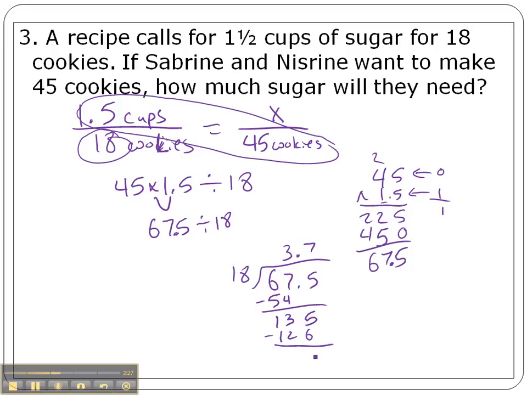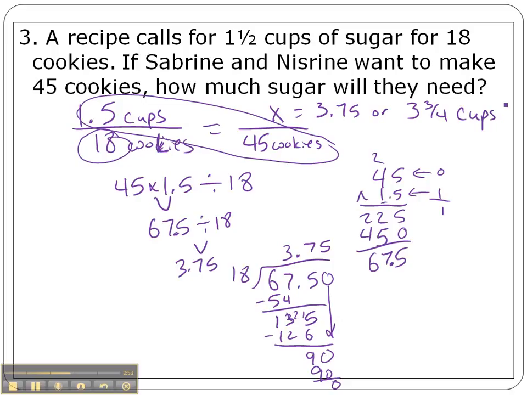Subtracting, I get 9 here. I borrowed here. Okay, and bring down a 0. And how many 18s in 90? 5. 5 times 18 is 90. So we're done. So x equals 3.75, or you could write it as 3 3/4 cups of sugar.